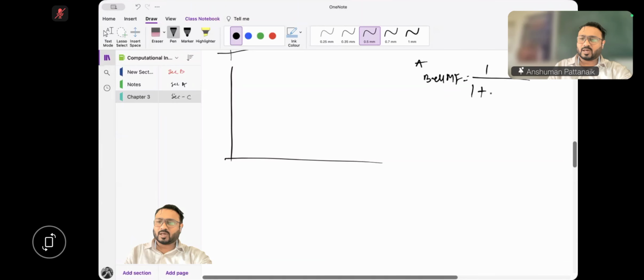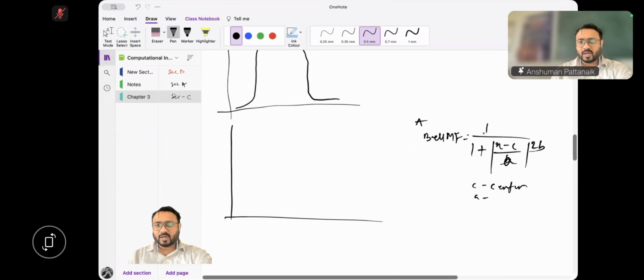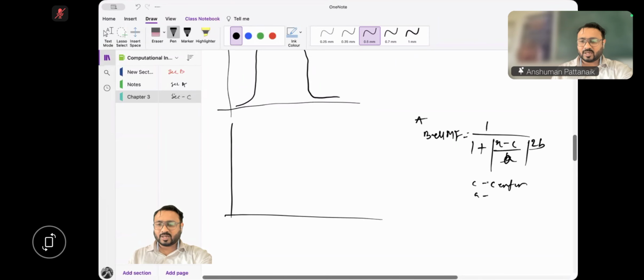1 by 1 plus x minus c by a, mod 2b. This is what is the formula. And this formula says what is the meaning of a, c and b. C is center. A is your deviation. C is total distance covered. Okay. Just a minute.